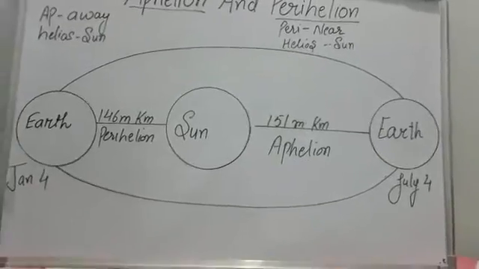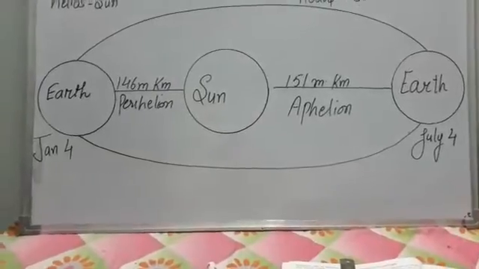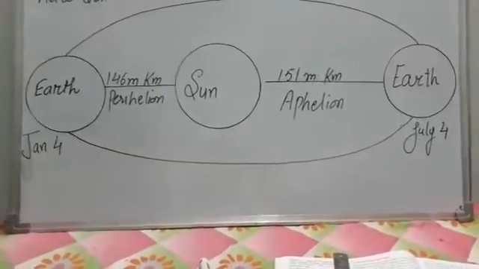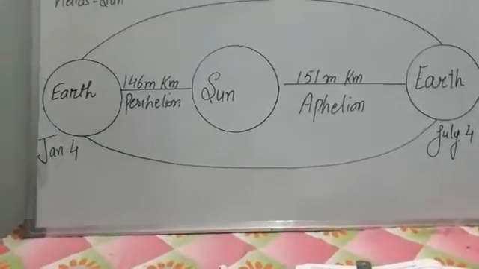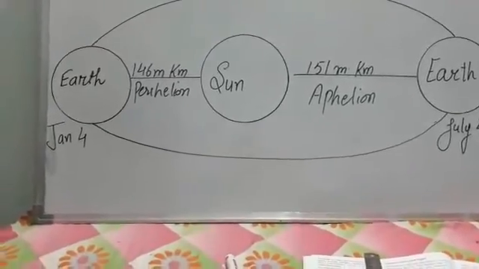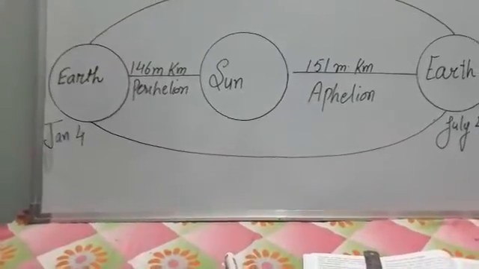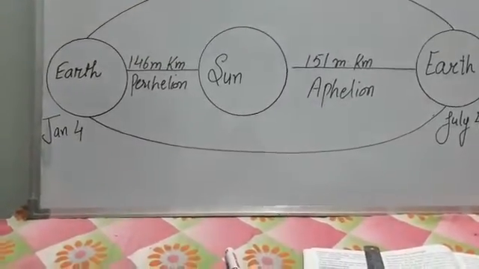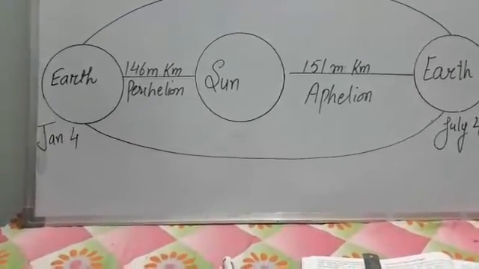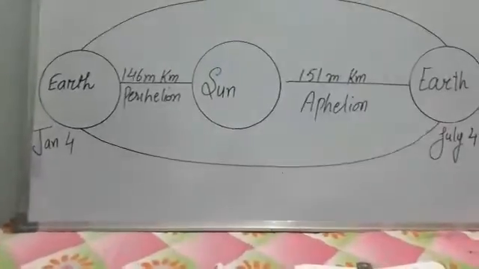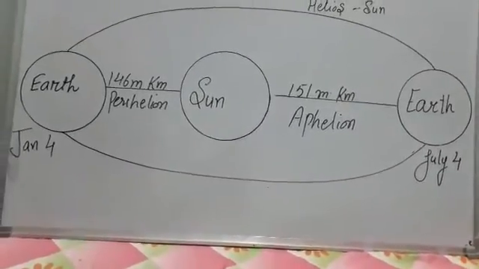And this situation happens on July 4. Aphelion happens on or around July 4. It means it may happen on July 4, or maybe one day before, or few hours before, or few hours after July 4. It means it will happen around July 4 and Jan 4. Perihelion will happen on Jan 4 every year, and aphelion will happen on July 4 every year.